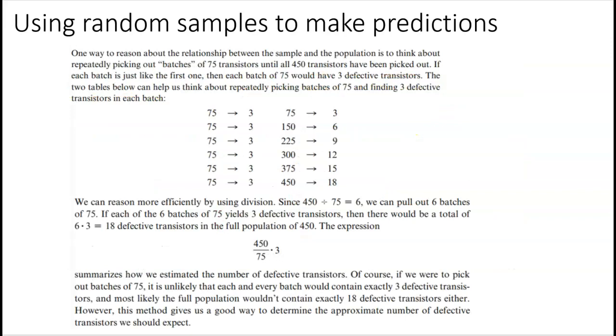All right, let's think of it another way. We could also think of it in batches. So if each batch is like the first one, here's our first batch. In our first batch of 75, we would get 3 defective. If we grabbed another batch of 75, now our total is 150, we would get 6 defective, right? 2 batches. And if we did it again, we would have 75 plus 75 plus 75, and 3 plus 3 plus 3 would get 9. We could keep going until we get to 450, and we would see that there are 6 batches of that sample, and so we would get 18.